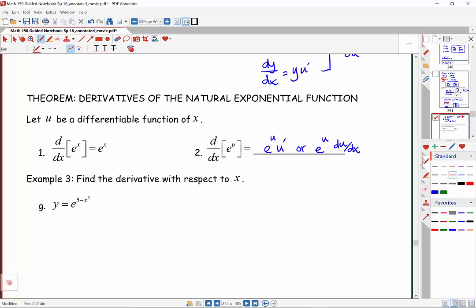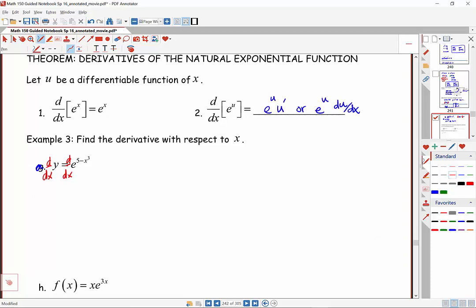Alrighty, so let's do it. We've got d dx of y equal to d dx of e raised to the 5 minus x cubed. So on the left, we'll get dy dx. And then on the right, what's going to happen? You rewrite the exponential exactly as it was.